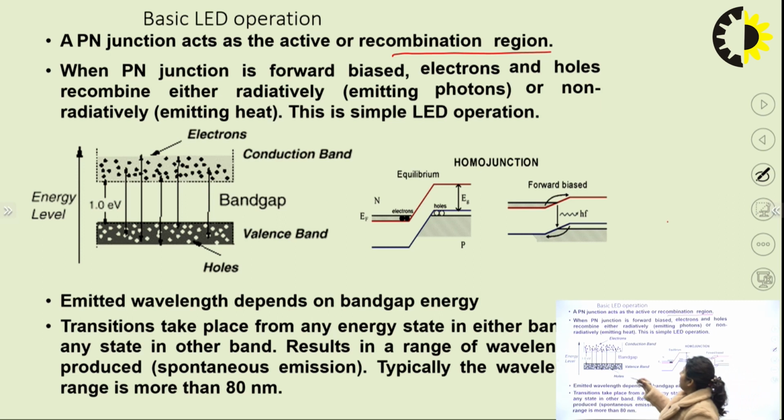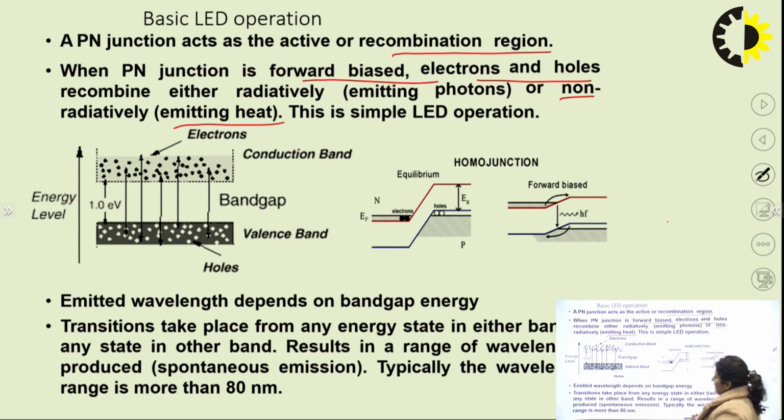So basically when a PN junction is forward biased, electrons and holes recombine either radiatively, which is basically emitting photons, or non-radiatively, which is basically emitting heat. So we have to see here two concepts: the first one is radiative and the second one is non-radiative. When there is radiation, there is emission of light. When there is no radiation, then there is emission of heat. So this is simple LED operation.